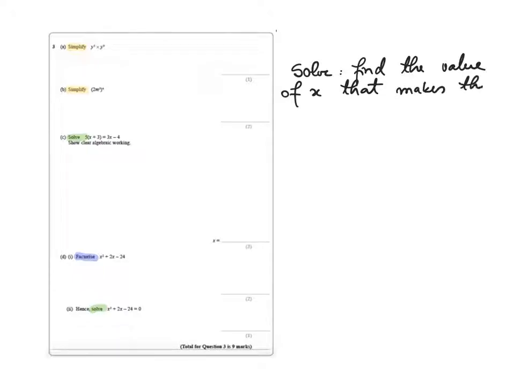Simplify lets you make the answer as simple as you can, generally by applying one or a couple of rules of algebra manipulation. Solve means find the value of x that makes the equation true. So in this case, I need to find x such that the left-hand side is the same as the right-hand side.